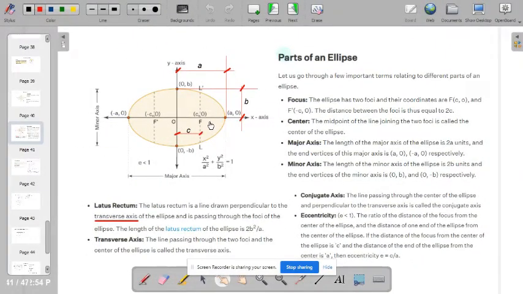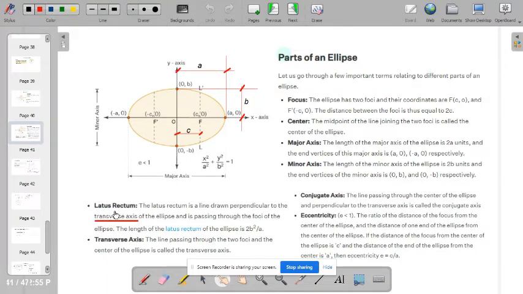Let's find out the different parts of an ellipse. First you have the focus. This is your focus, these two fixed points, right? And their coordinates are c, 0 and negative c, 0. This is the center, and this is the x-axis, which is the major axis, and this is the y-axis, and this is the minor axis.